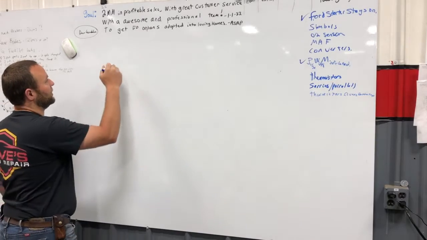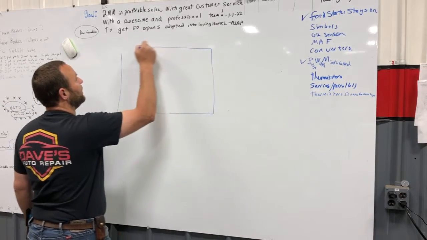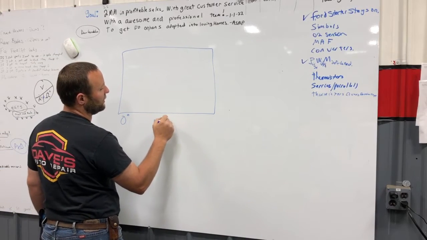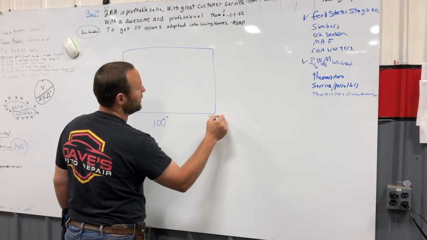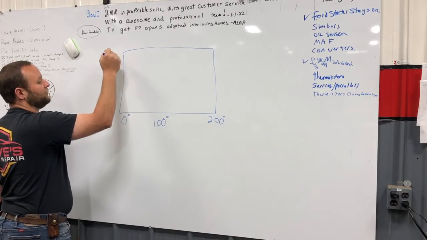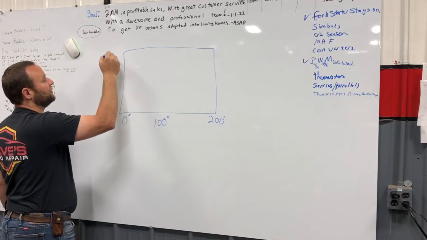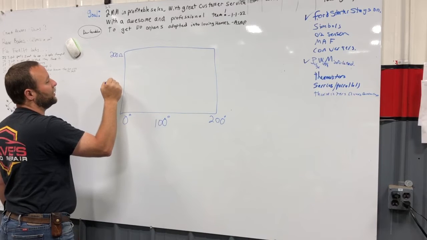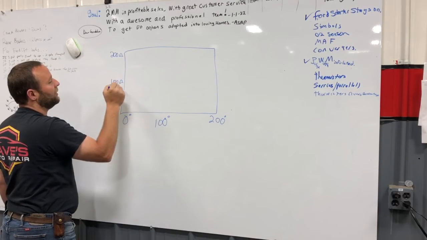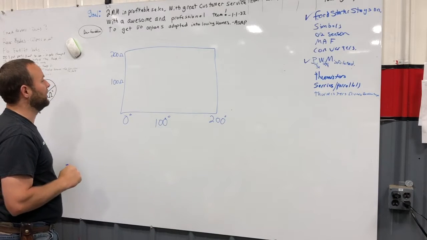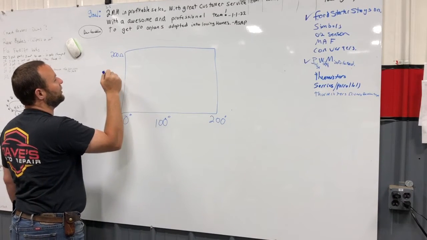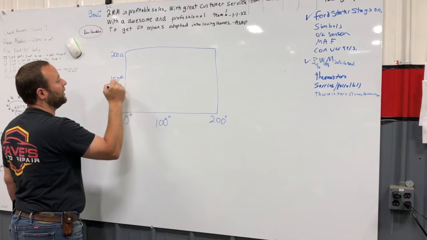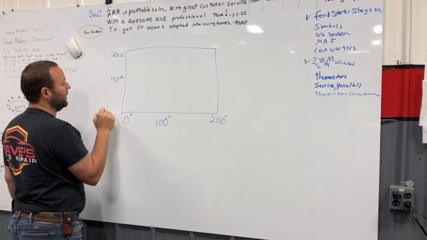Let's take, this is just a chart basically. Now we have 0 degrees, this is Fahrenheit, 100 degrees, and 200 degrees. And this is, for simple, let's go 200 ohms, 100 ohms, and I can't go 0 ohms though. 200 ohms, 150 ohms, and 100 ohms.